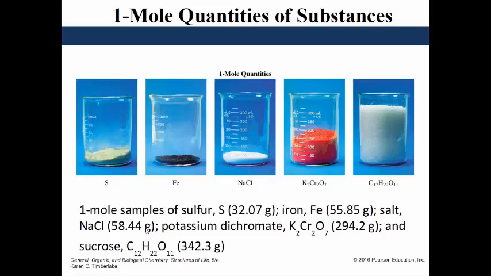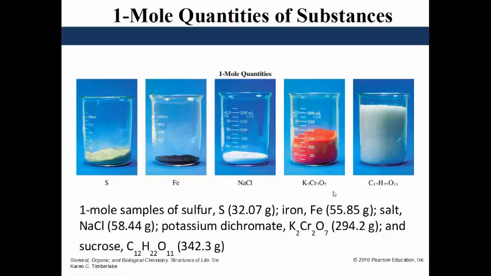All right, just to show you some comparisons of what 1 mole of various things would look like and how they would compare to one another. In this picture, you have sulfur, iron, salt, potassium dichromate, and sucrose. In each of these beakers, you have 1 mole of that sample. So 1 mole of sulfur, 32.07 grams. 1 mole of iron, 55.85 grams. Table salt, sodium chloride, 58.44 grams. Potassium dichromate, 294.2 grams. And then sucrose, which is a form of sugar, 342.3 grams.